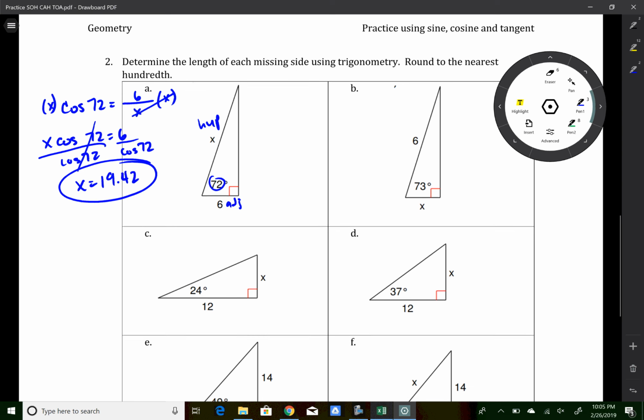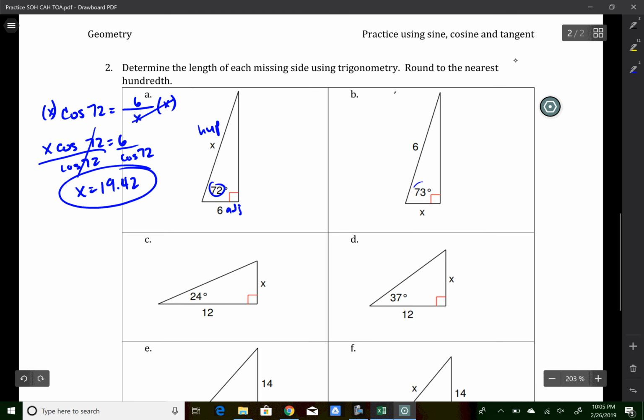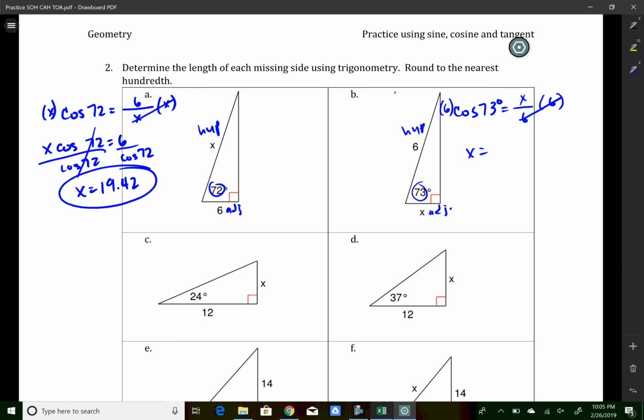Next one's also a cosine ratio. This one's a little bit easier. Why is it easier? Because they gave you the hypotenuse. So when I write the cosine of 73 degrees, I have x over 6. Well, that's going to be a little bit different. I'm going to multiply both sides by 6. Now I've already solved for x. So x is equal to whatever that is. So we get 1.75.